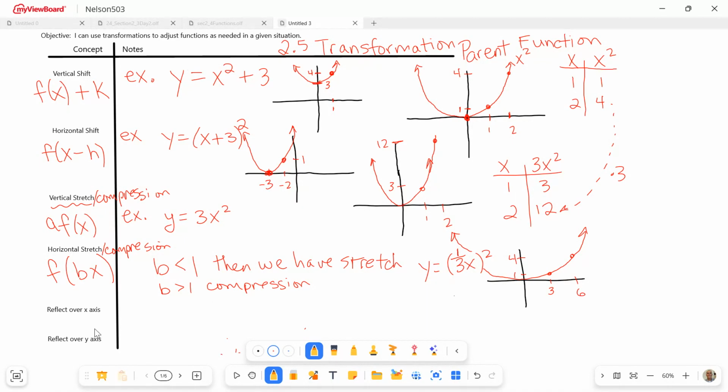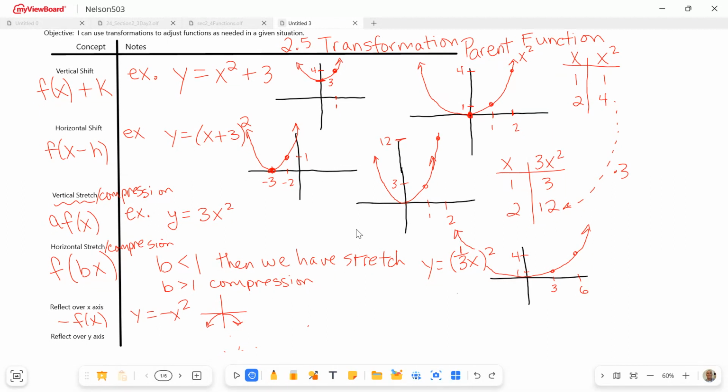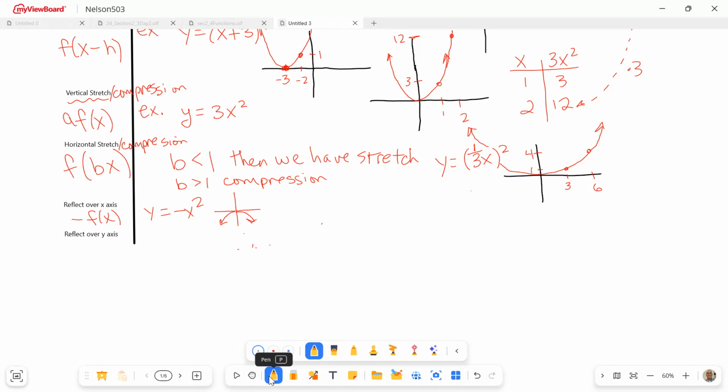All right. Hey, the reflections are pretty easy to understand. If you have the opposite of f of x, that's reflecting it over the x-axis. So like if we had y equals negative x squared, that's going to reflect it upside down, make it go like that, right? If you want to reflect it over the y-axis, with a parabola, you're not going to be able to tell the difference because it's symmetric about the y-axis, with the basic parent function, that is.